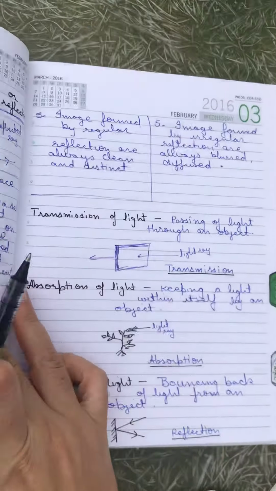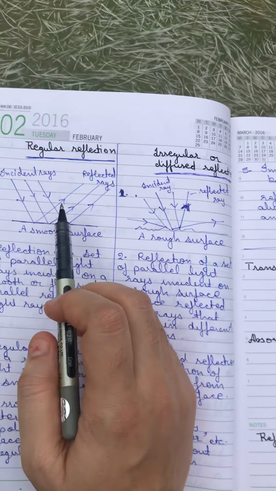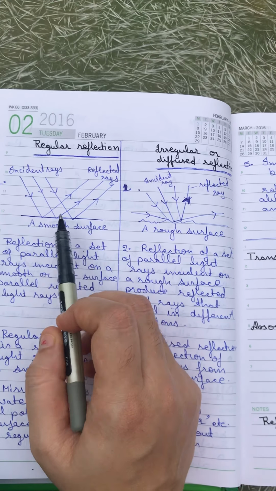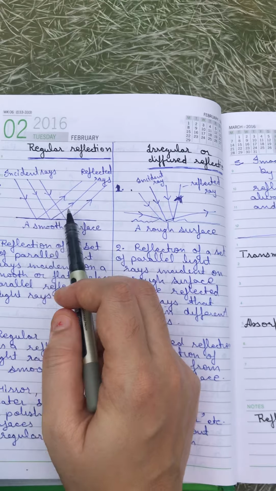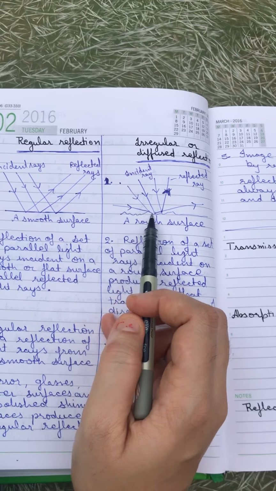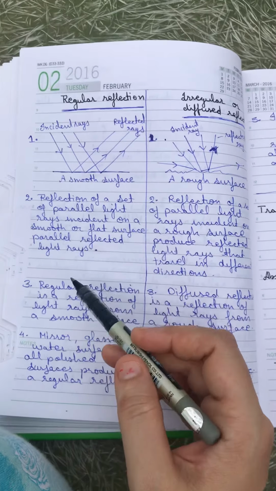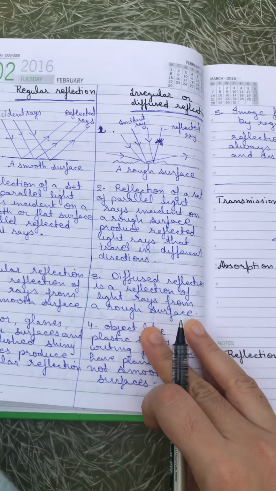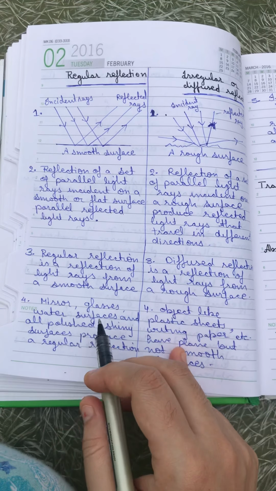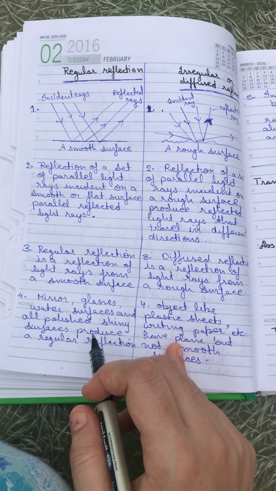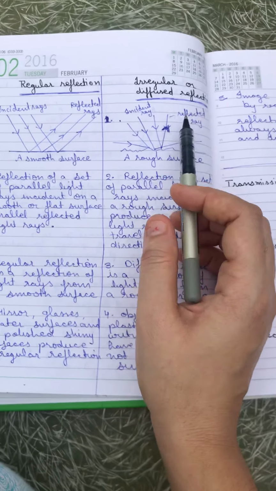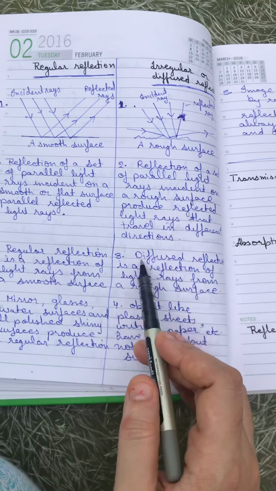Next, different types of surfaces. These are the different types of surfaces, regular and irregular. Regular means smooth, reflection takes place very smoothly, and irregular means reflection is like this, not perfect. Okay, these are the differences between regular and irregular surfaces. Mirror, glass, water are smooth or regular, and reflection is perfect here. But in irregular surfaces, reflection is like this.